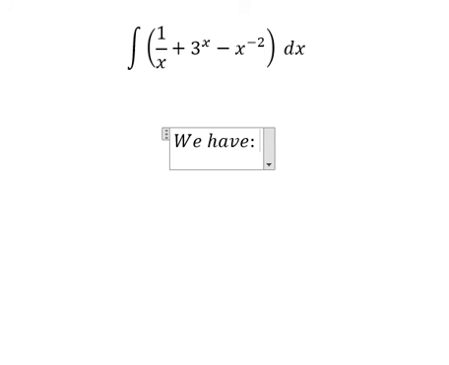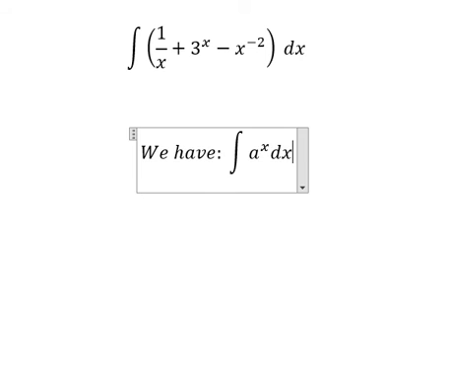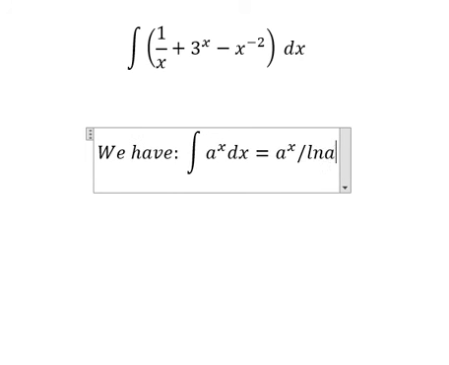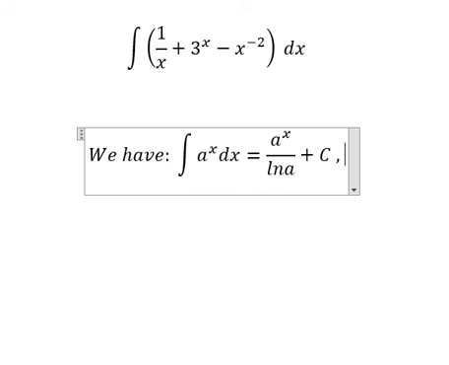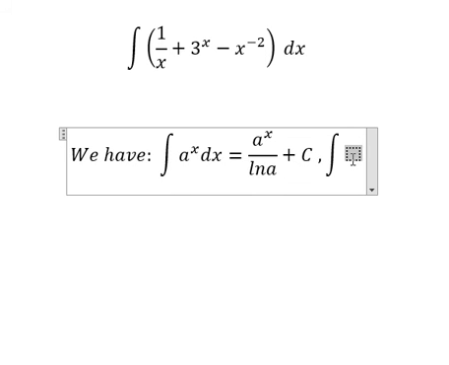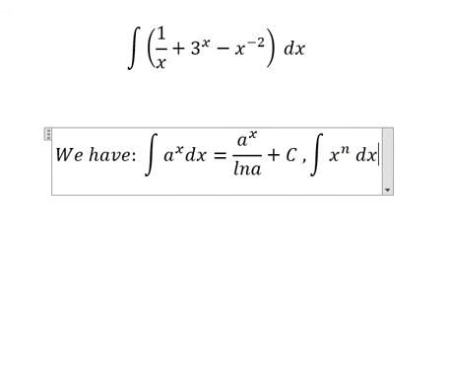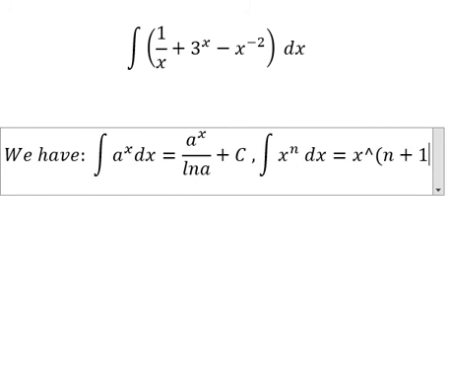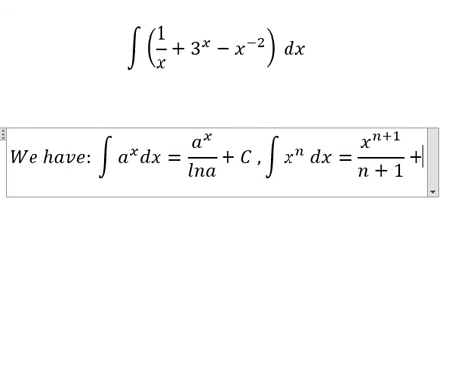The integration of a to the power of x dx, we have a to the power of x over ln a, and I will put plus C. The next one, the integration of x to the power of n dx, we have x to the power of n plus 1 over n plus 1, and I will put plus C.